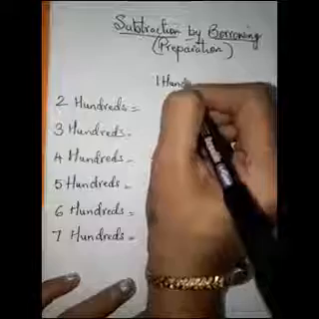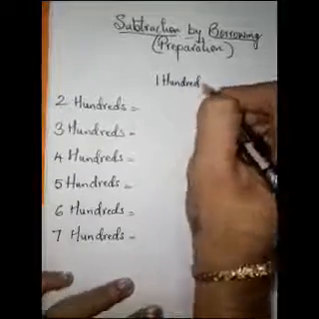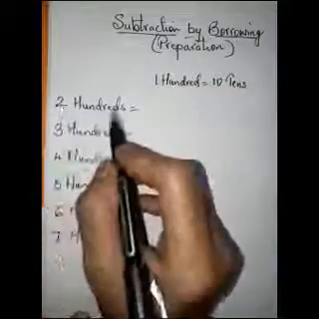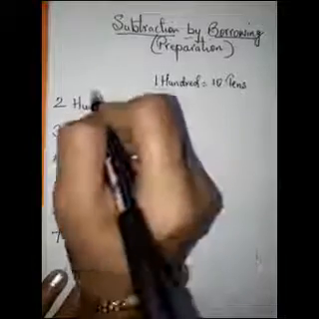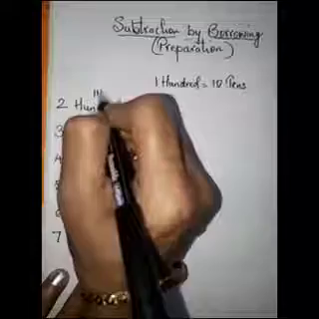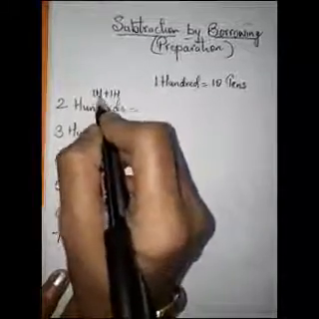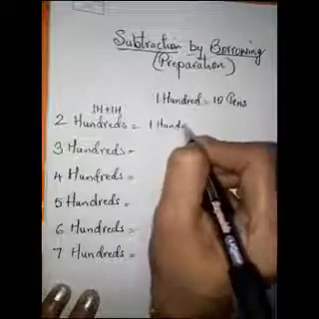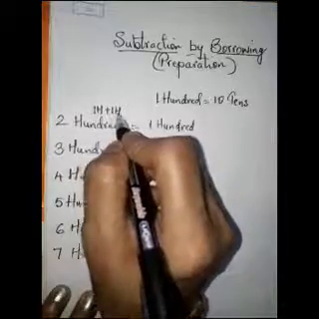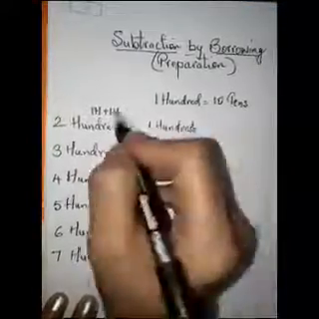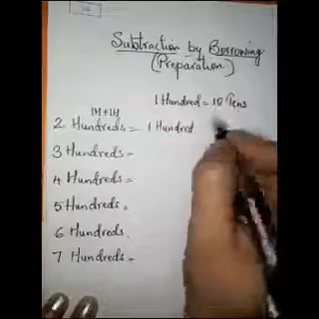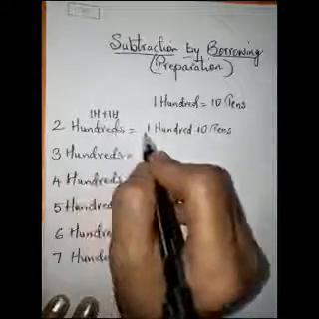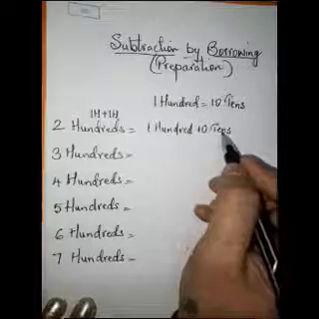Children, 100 is equal to 10 tens. Now here we have 200s. 200s means how much? How many hundreds? 100 plus 100. Now let's write this 100 over here, and this 100, let us convert into tens. So 100 is equal to 10 tens. So 200 is equal to 110 tens.